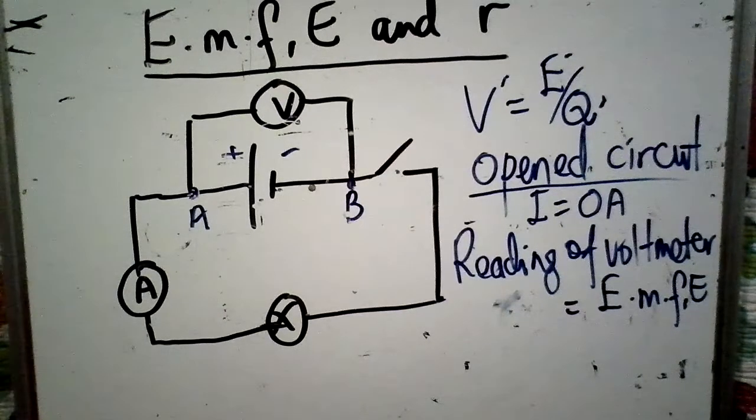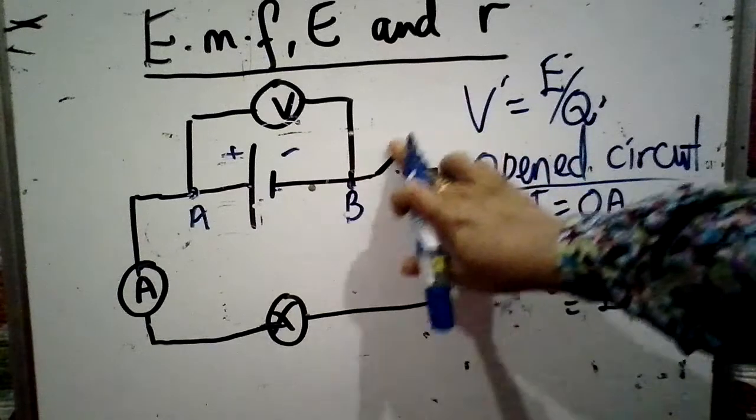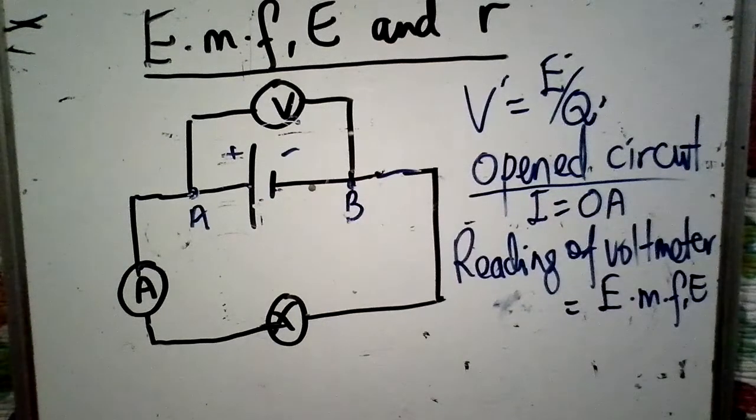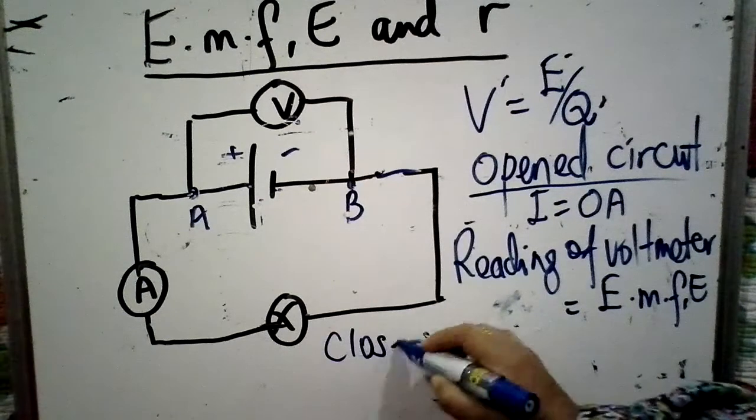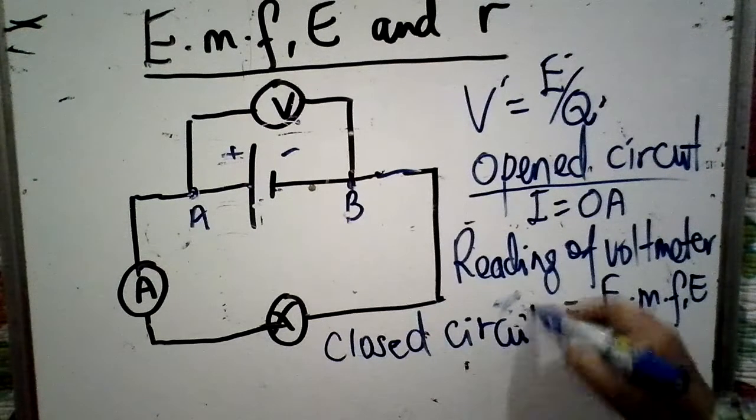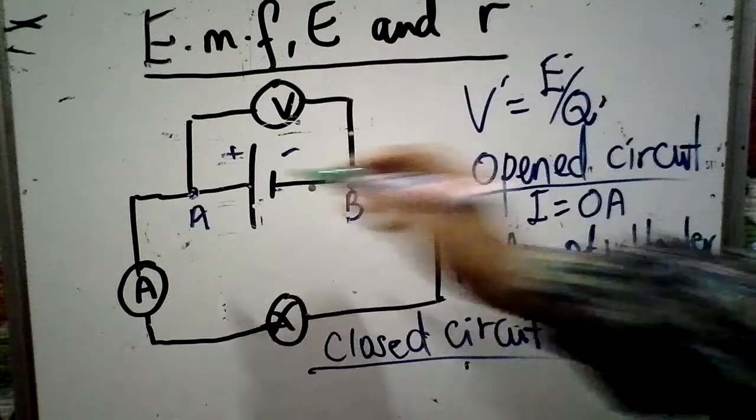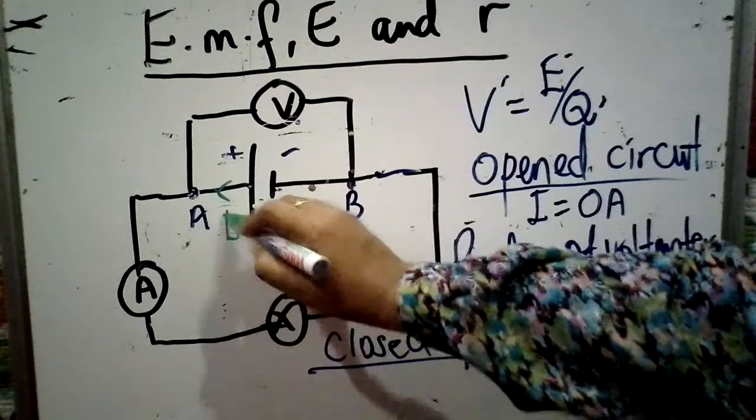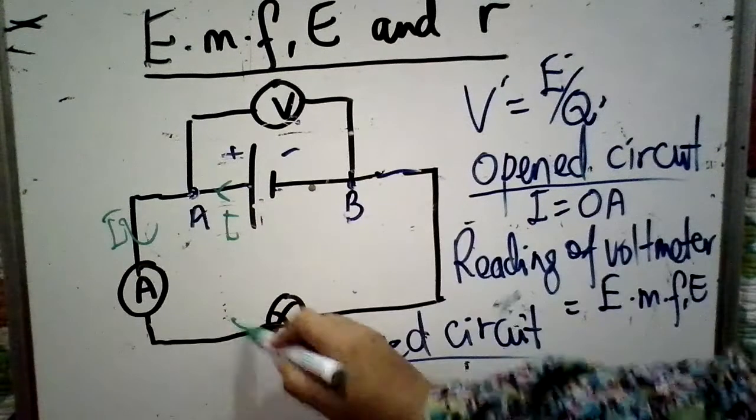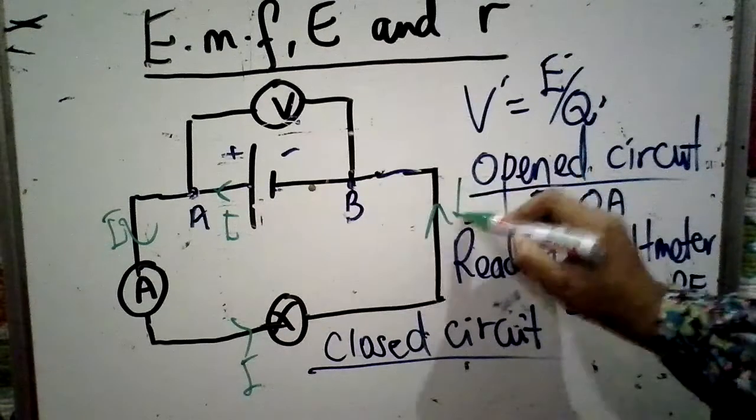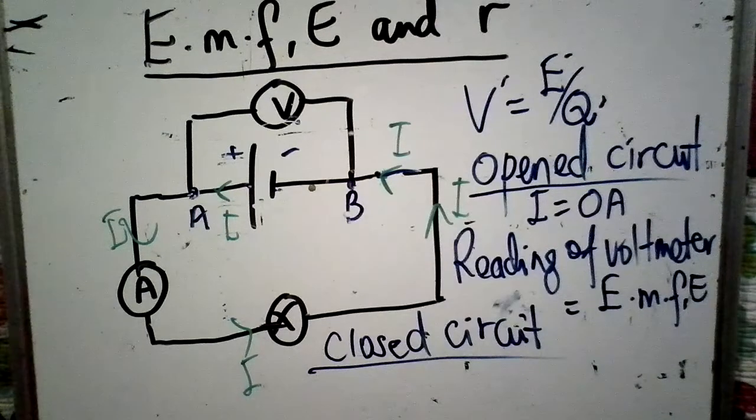Now if we let the switch close, what happens? Close the switch. So we call it a closed circuit. For a closed circuit, of course there will be current flow. The circuit is complete, so there is a current flow. The current will flow from positive to negative, I.